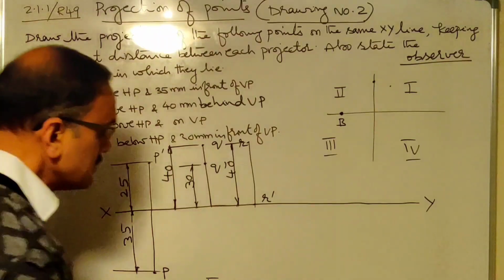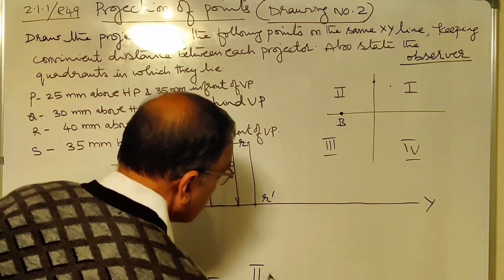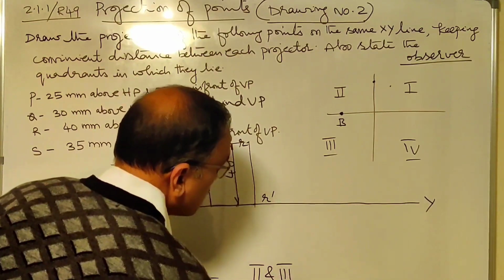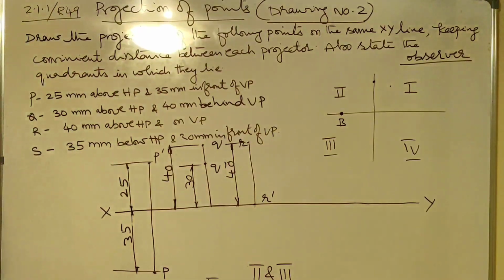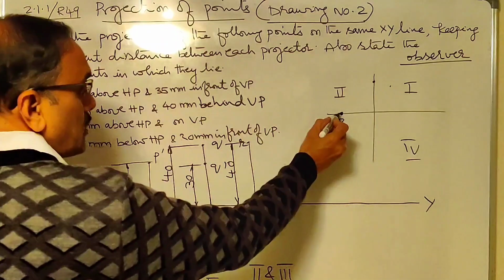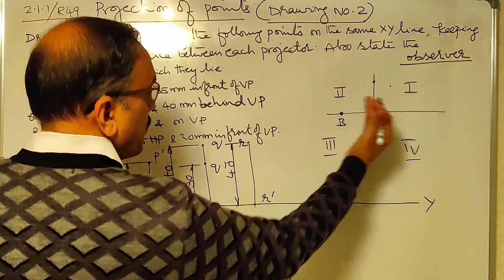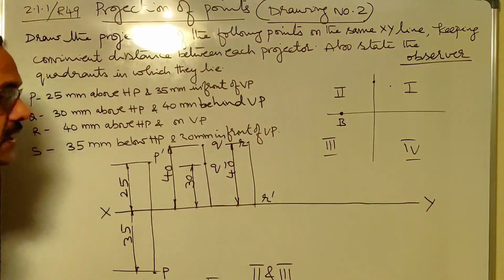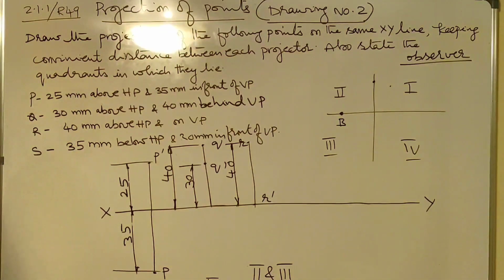So it could be in the second as well as the third quadrants. It's exactly this location which I have mentioned. It is behind VP and on HP. It is lying on the horizontal plane.